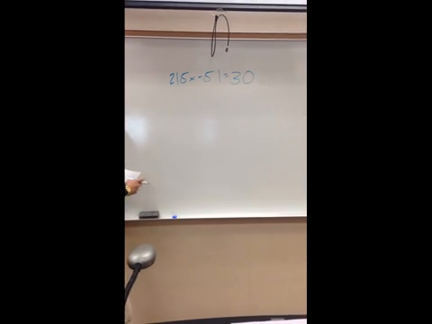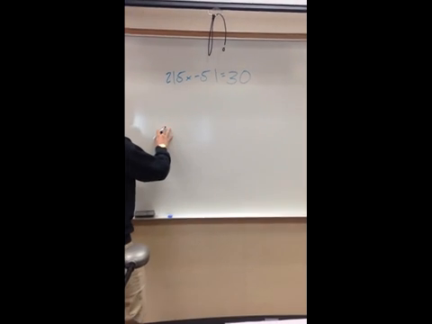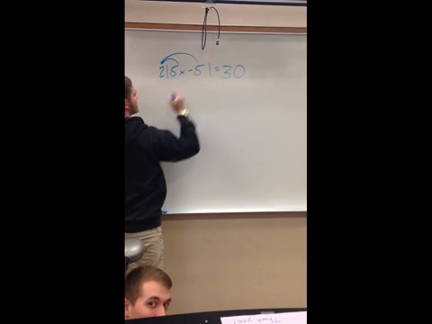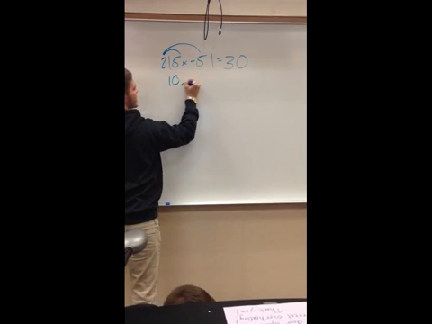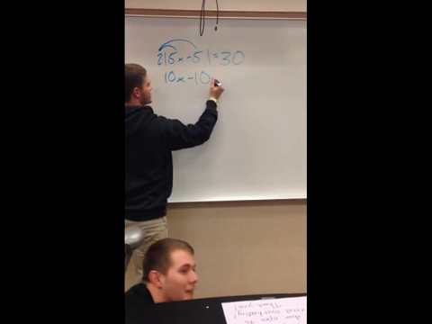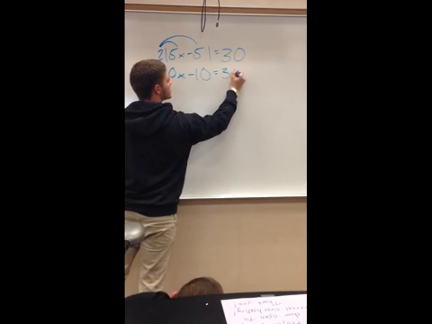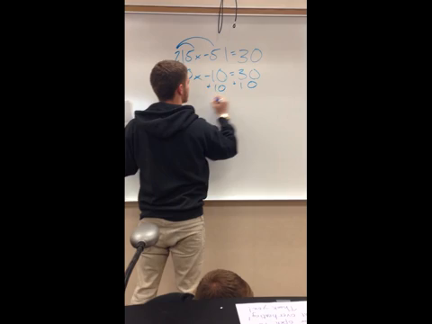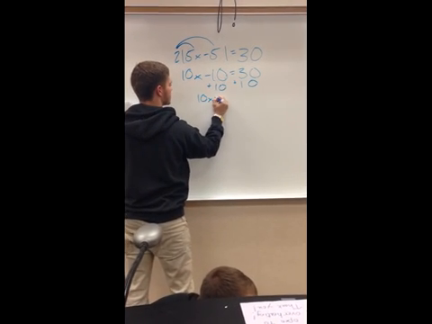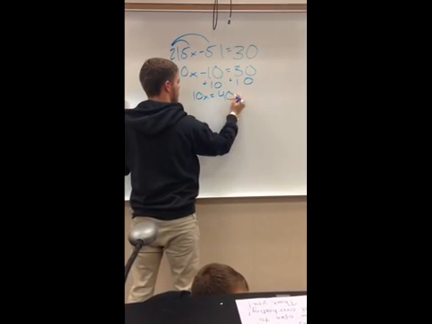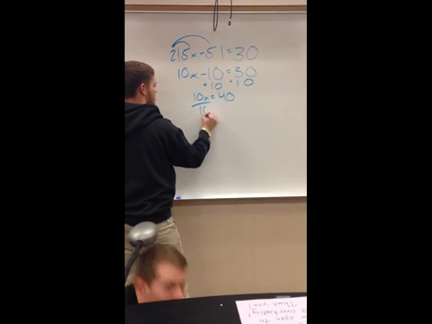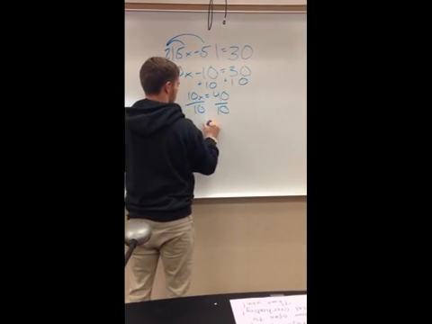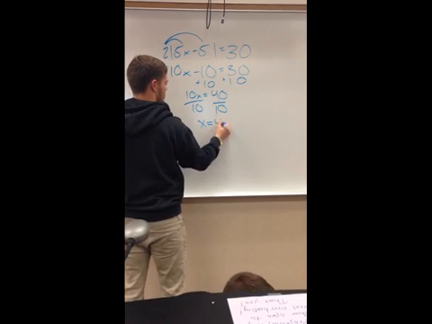Alright, for our last problem, we're going to do 2 times the absolute value of 5x minus 5 equals 30. So first, again, we have to distribute into these two numbers. So we get 10x minus 10 equals 30. We add 10 to both sides. We get 10x equals 40. And then to isolate our x, we divide both sides by 10. And we get x equals 4.